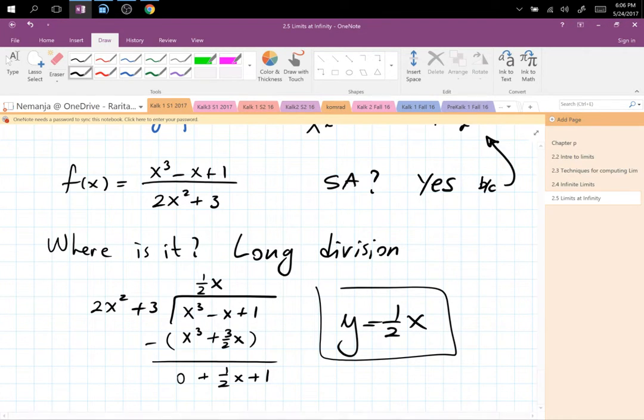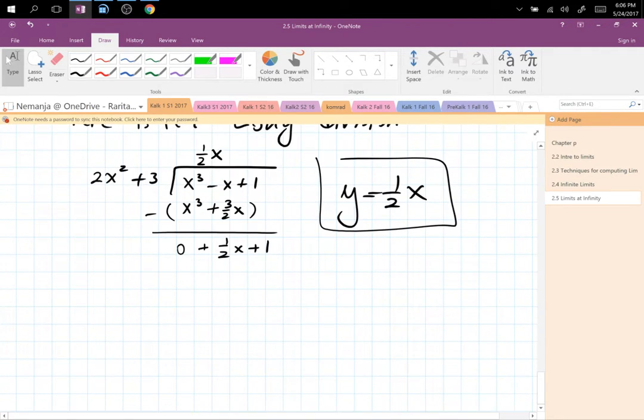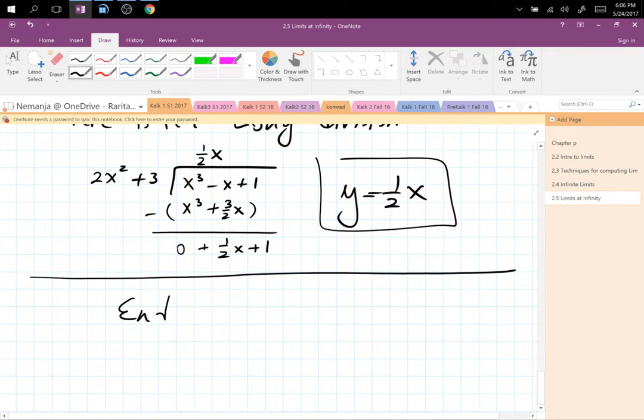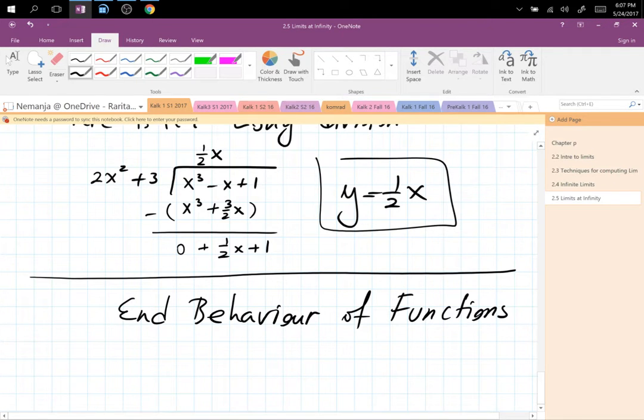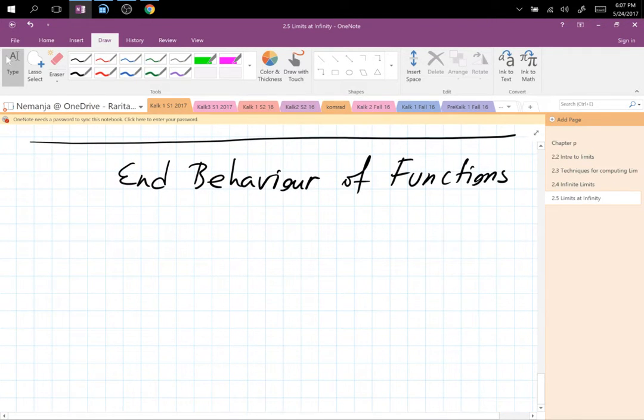So you will use long division of polynomials. There's about 60,000-70,000 YouTube videos on how to do long division if you forgot. But that's for the slant asymptote. And there was a little side note. The large part that we need to know is the end behavior of functions. And that is another big aspect of horizontal asymptotes.